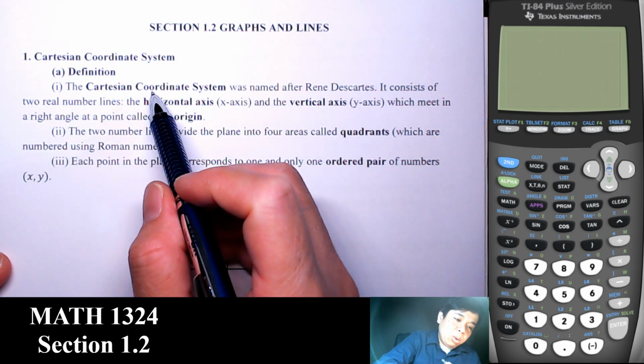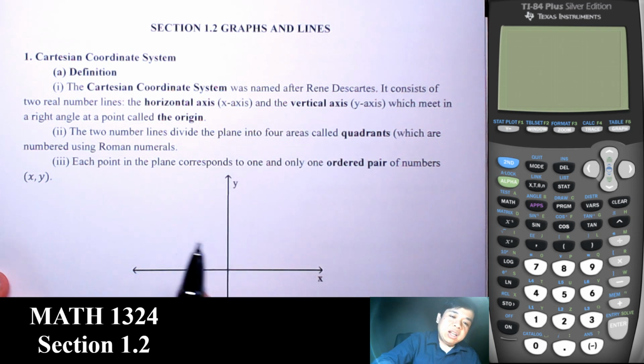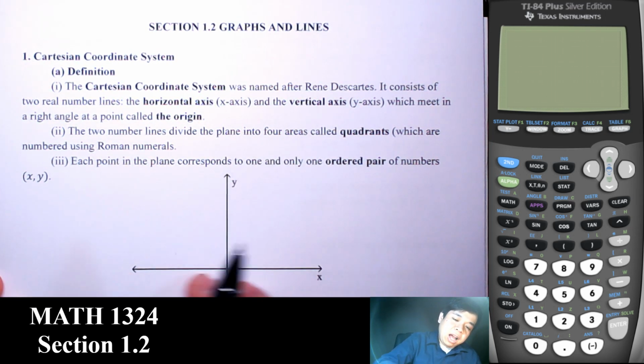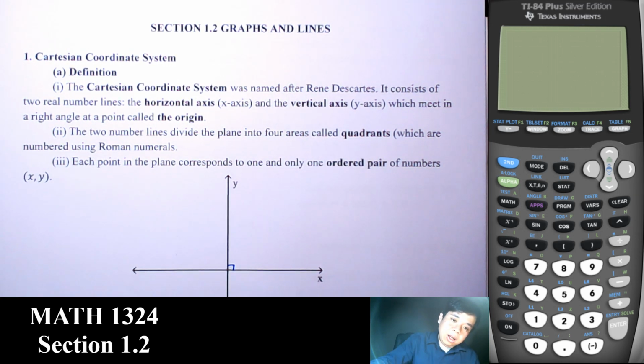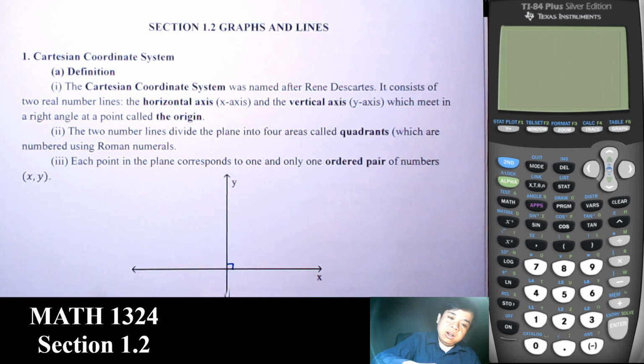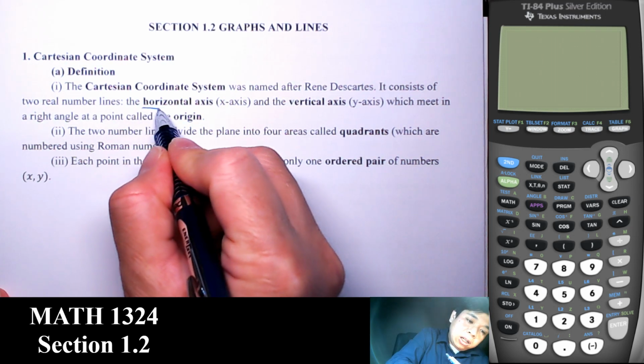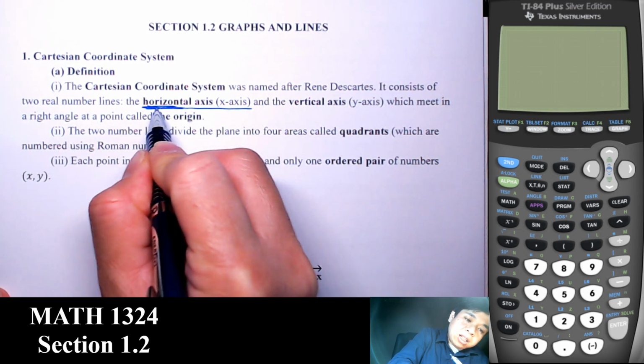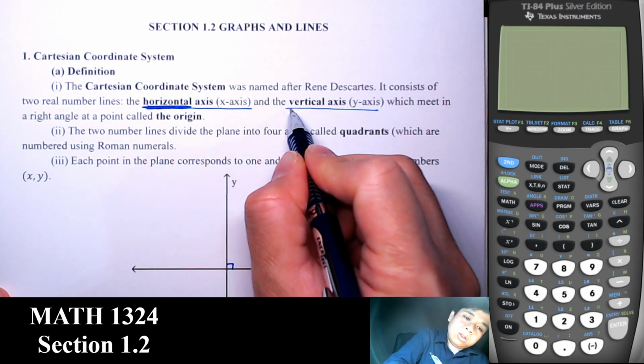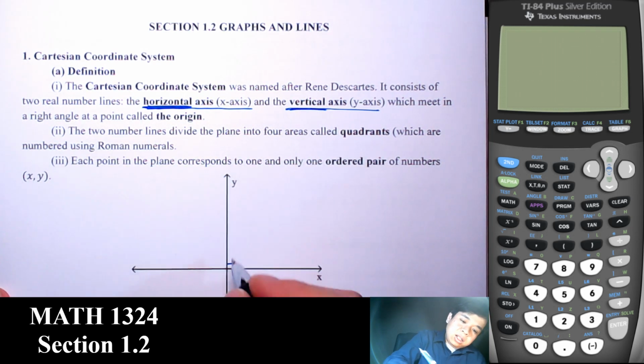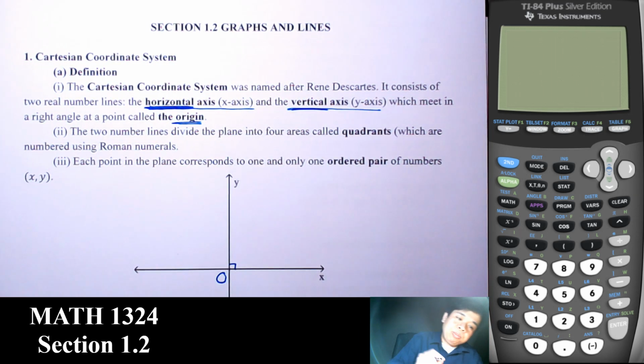So the Cartesian coordinate system has the x-axis and the y-axis perpendicular to each other. The horizontal axis is called the x-axis, and the vertical axis is the y-axis. They intersect at a right angle, and that point is called the origin. Label that O.